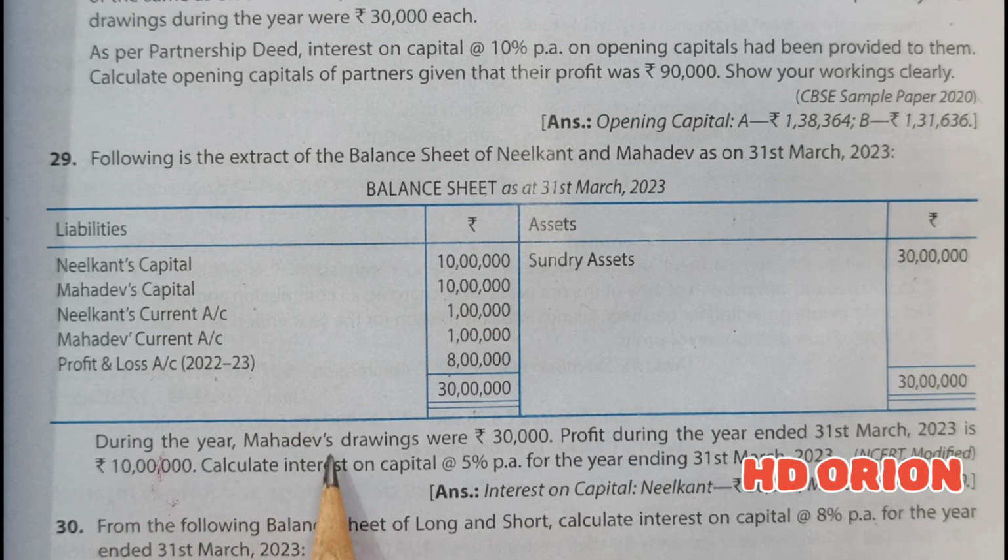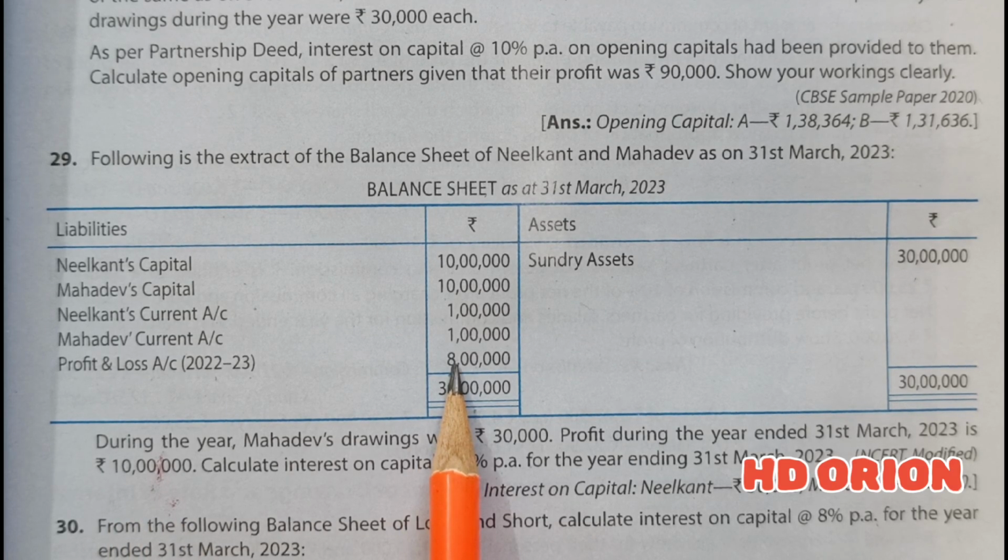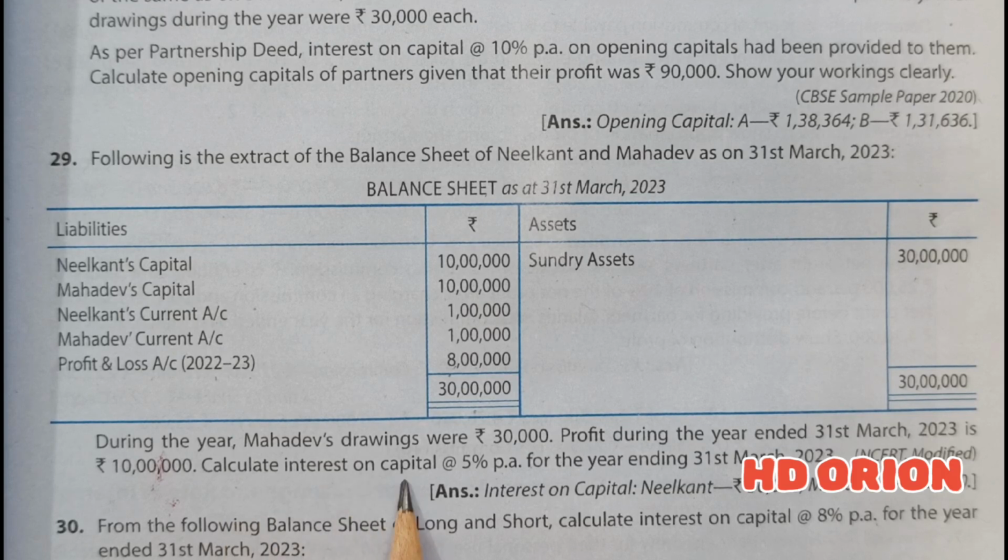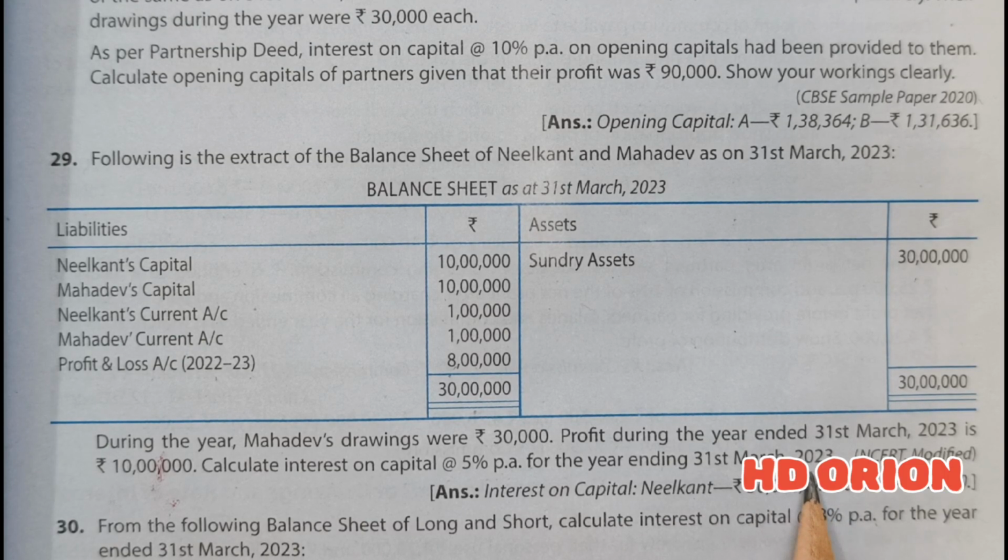During the year, Mahadev's drawings were rupees 30,000. Profit during the year ended 31st March 2023 is rupees 10 lakh. Now see, out of rupees 10 lakh, 8 lakh is here in the balance sheet separately shown. Calculate interest on capital at the rate of 5% per annum for the year ending 31st March 2023. Now, it is a very simple question.